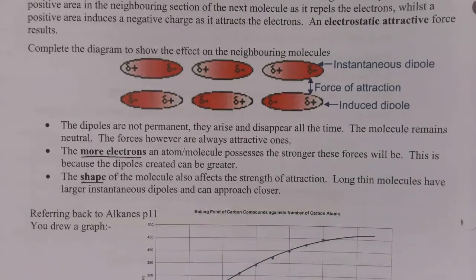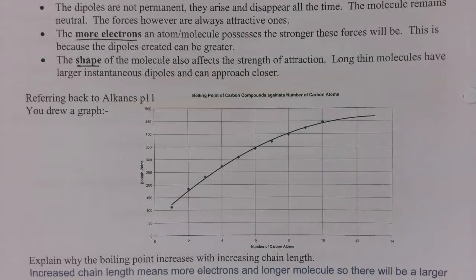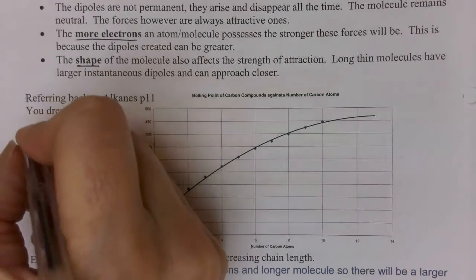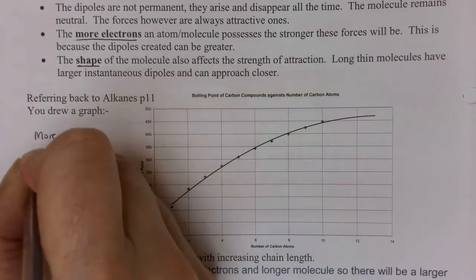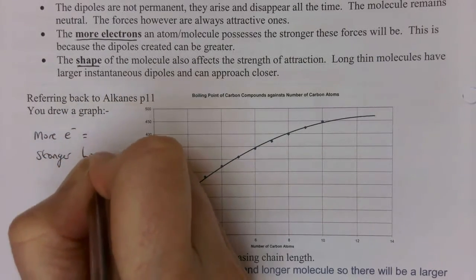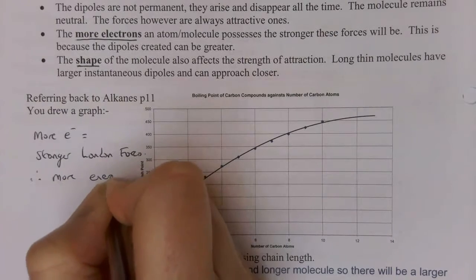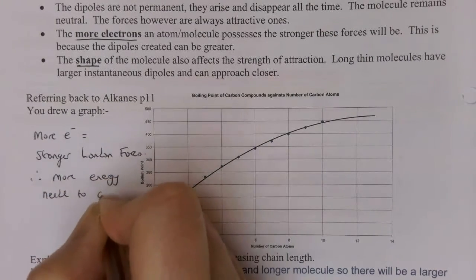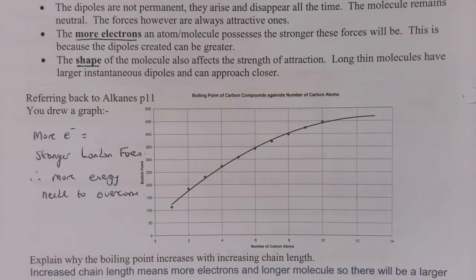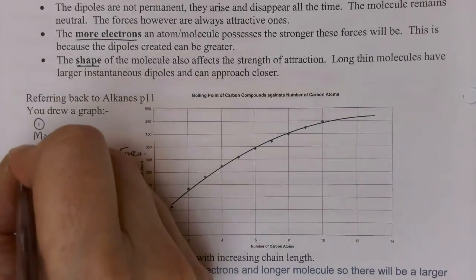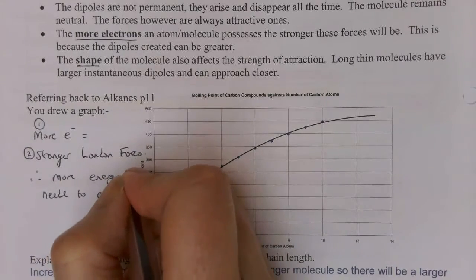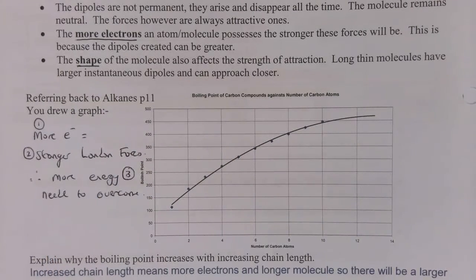If you remember back to your alkanes notes, we drew this graph and we said that as the number of carbons increased, the boiling point also increased. Now we can understand why this is. As we're adding carbon atoms, we're also adding electrons. So more electrons equals stronger London forces. Therefore, more energy is needed to overcome them. So it's the same three marks each time. You've got more electrons. More electrons gives you stronger London forces. The stronger London forces mean that you will need more energy to overcome them.